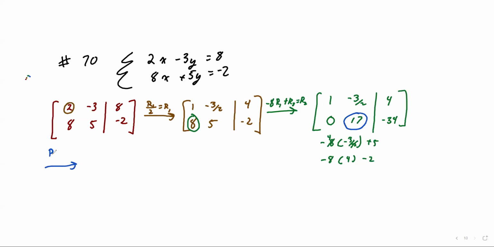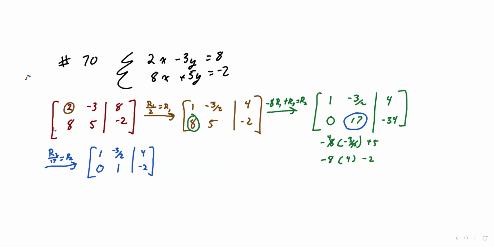So this time I'm going to do row 2, divide it by 17 to give me a new row 2. So that's going to be 0, 17 divided by 17 is 1, -34 divided by 17 is -2. First row hasn't changed.